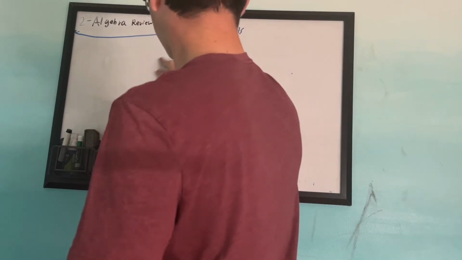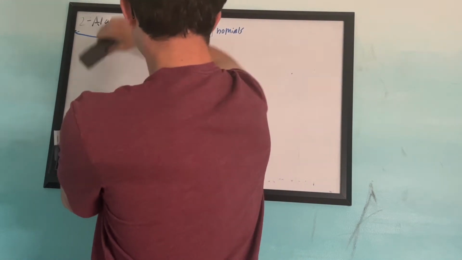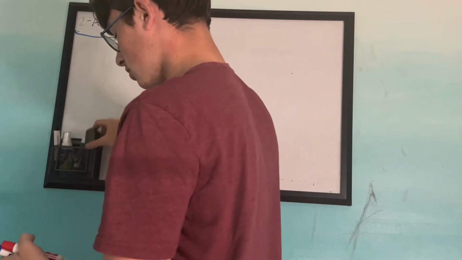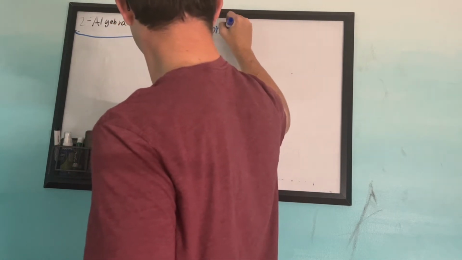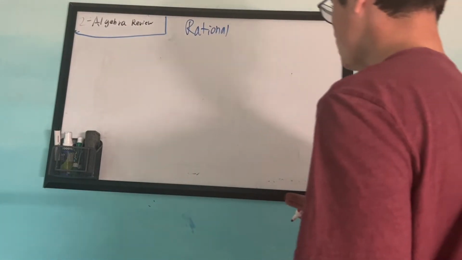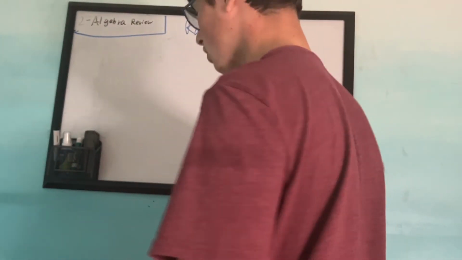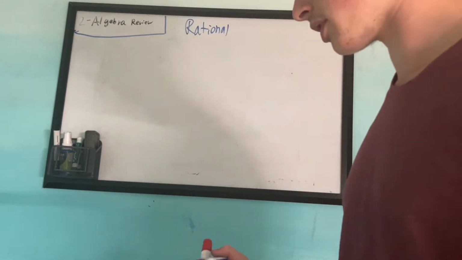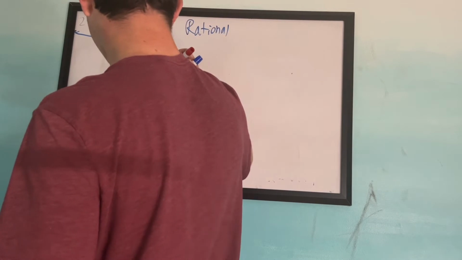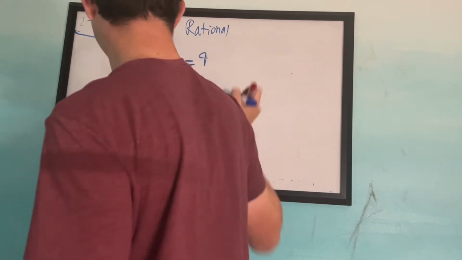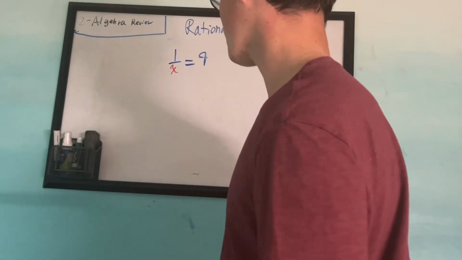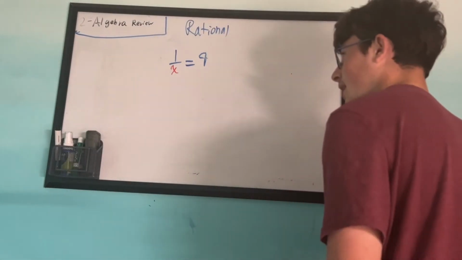And then the next will be rational equations. And so what a rational equation does is it takes x and puts it in the denominator somewhere. So a really, really simple rational equation would be something like 1 over x equals 9. And then multiply both sides by x. Divided by 9, we get x equals 1/9.